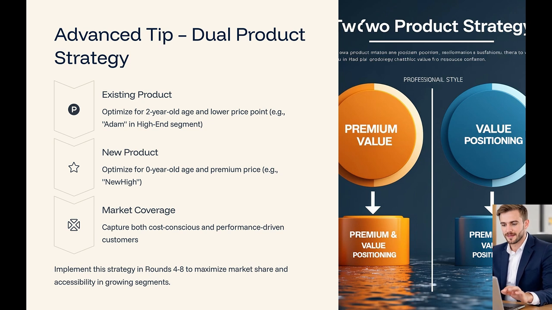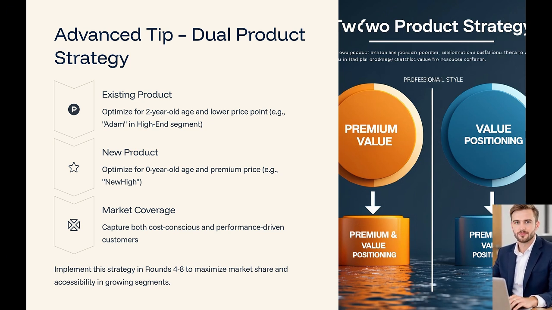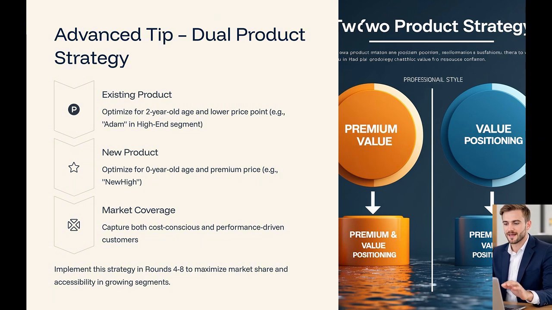Slide: advanced tip, dual product strategy. In the second half of the game, rounds 4 to 8, you can adopt a dual product strategy in growing segments. For example, in the high-end segment, keep your existing product optimized for 2-year-old age and low price, and add a new product optimized for 0-year-old age and premium price. This lets you cover the entire segment, capturing both cost-conscious and performance-driven customers. If managed well, it maximizes market share and accessibility.